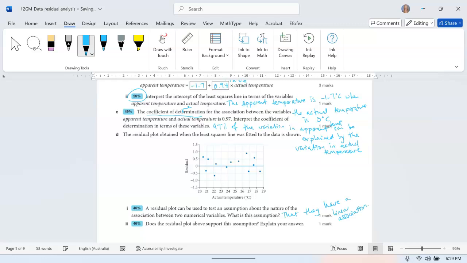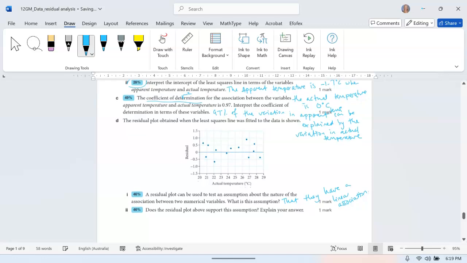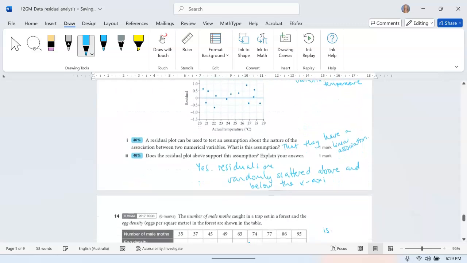Does a residual plot support this assumption? Explain why. It does look randomly scattered to me, so I would say yes. Residuals are randomly scattered above and below the x-axis. All right, moving along.